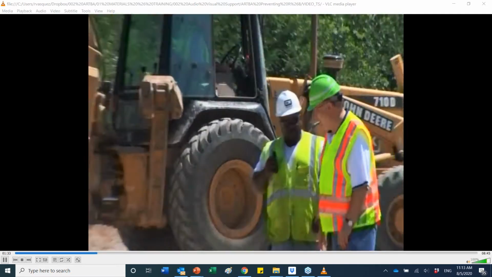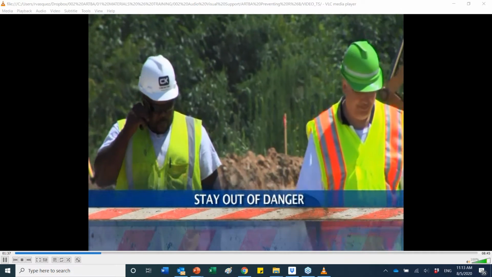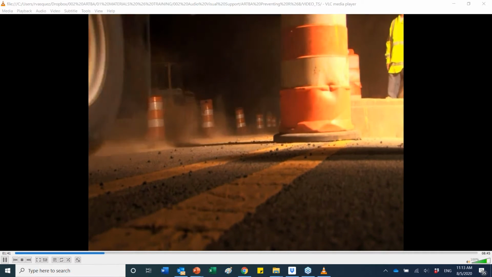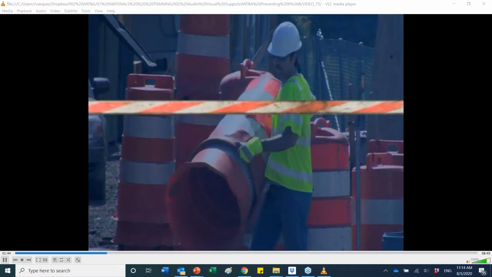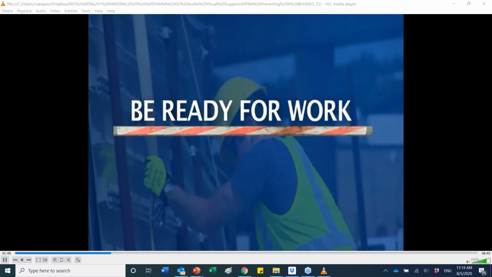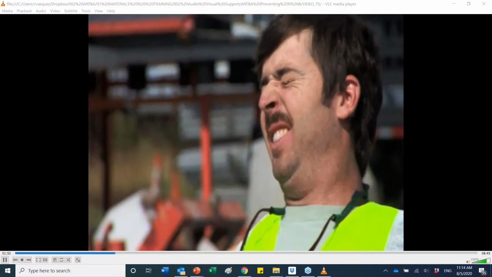And third, stay clear of traffic routes and mobile construction equipment as you work and move around the job site. Let's talk about each of these. Be ready for work. You owe it to your colleagues and yourself to be in good physical and mental condition when you arrive on the job site so you can work effectively and safely.